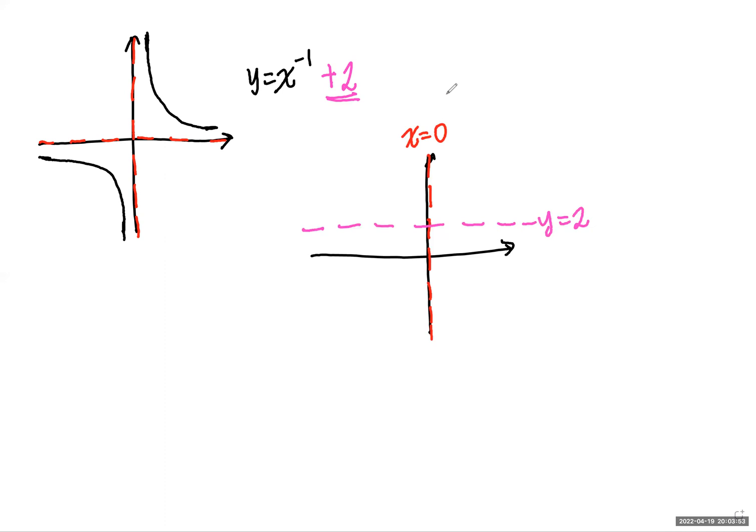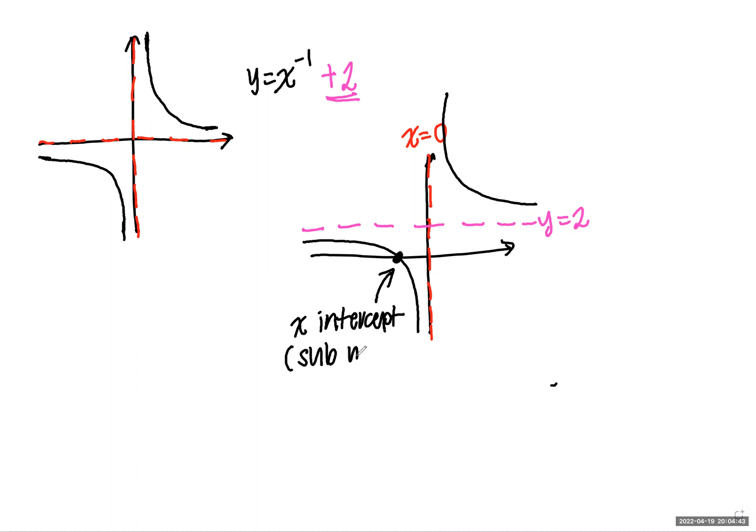And how do you draw now? It'll still be the same. The shape still stays the same. Right now, it's just moving everything up by 2. And you need to be very careful. When you move up by 2, you need to find out what this x-intercept is. Because now you will have an x-intercept. And how do you find the x-intercept? You sub y equal to 0.